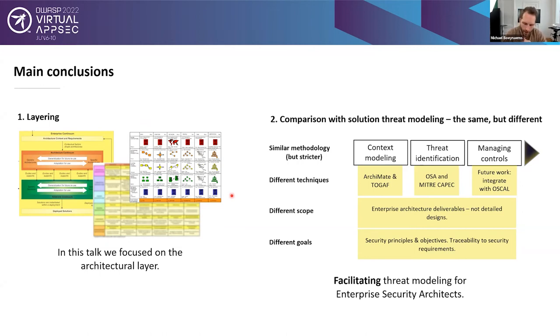But a question that I get often, and that I also often think about, is what exactly is the difference between solution threat modeling and threat modeling as we know it? And I think the main differences are in the scopes and the goals of what we want to do with architectural threat modeling. And because the scope and these goals are different, we must move to other techniques.